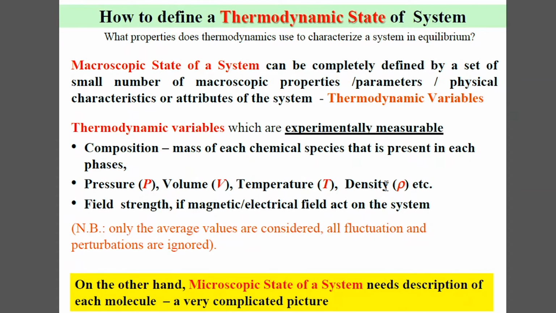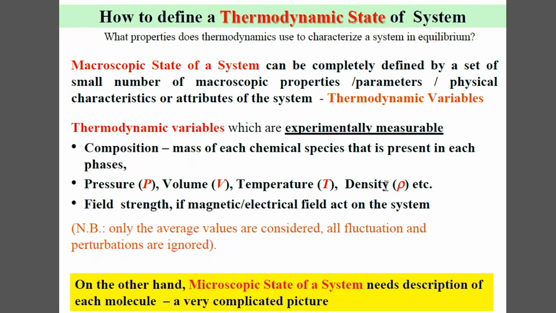So how many thermodynamic parameters do we know, and what are the experimental measurables? Composition is one experimental measurable. The mass of each of the species present in the system or in a phase can be found out. Pressure, volume, temperature, density are also measurable thermodynamic parameters or variables. Field strength, magnetic field, and electric field acting on the system are also thermodynamic variables, which are properties we can think about.